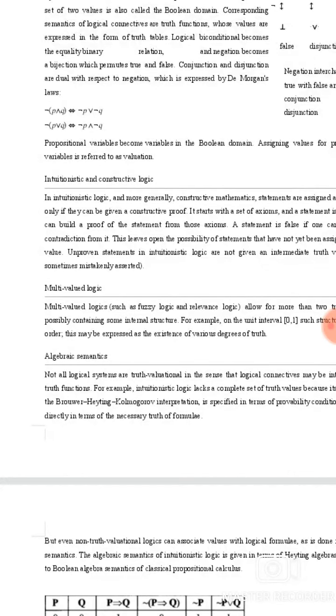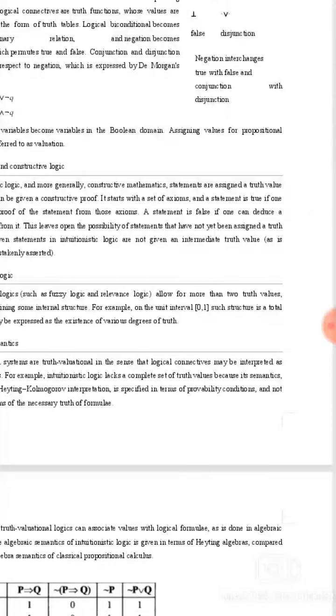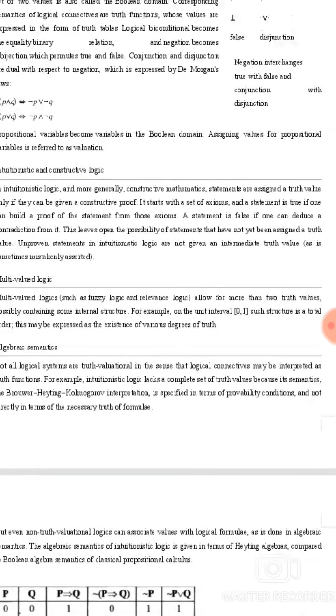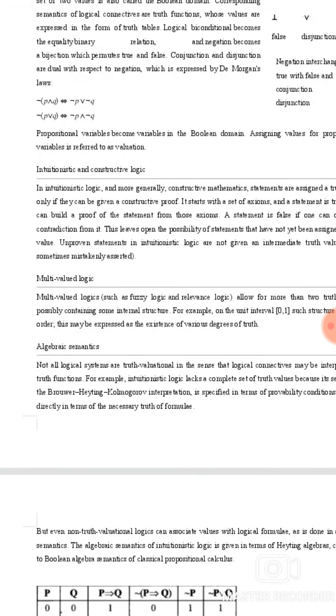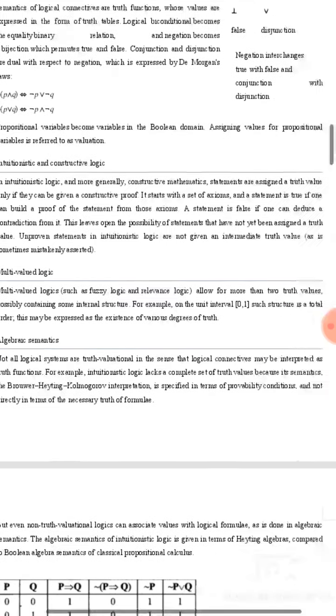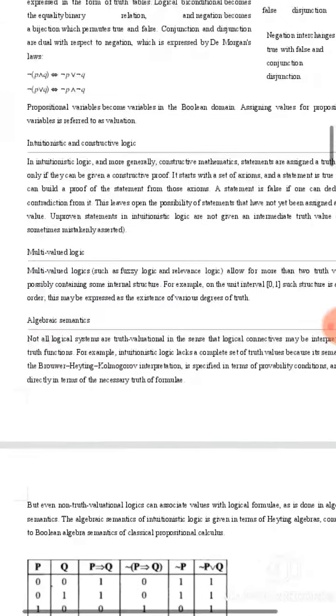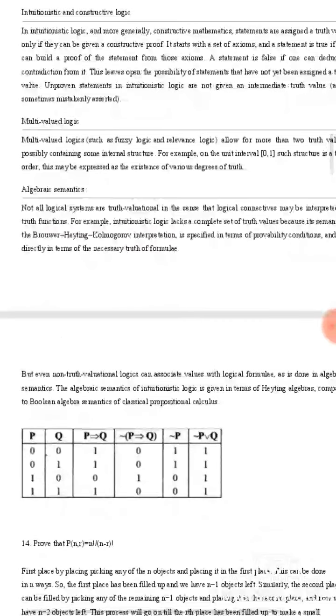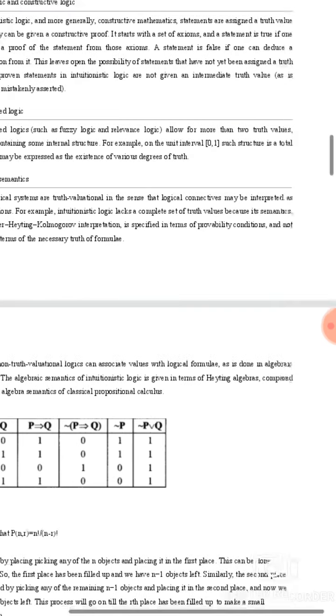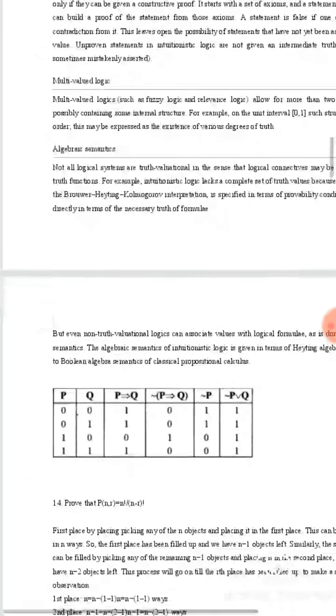Intuitionistic and constructive logic. In intuitionistic logic and more generally constructive mathematics, statements are assigned a true value only if they can be given a constructive proof. It starts with a set of axioms and a statement is true if one can build a proof of the statement from those axioms. Multi-valued logic, such as fuzzy logic and relevance logic, allows for more than two truth values, possibly containing some internal structure.